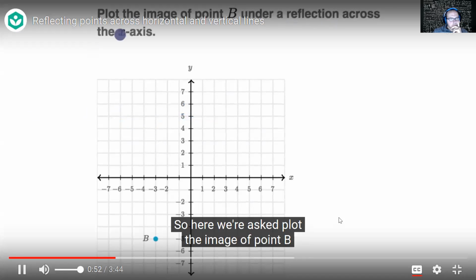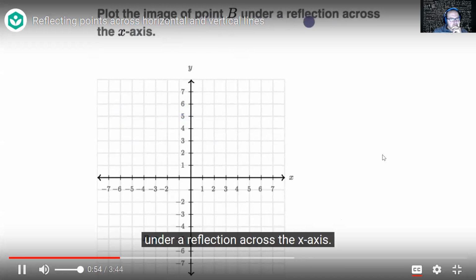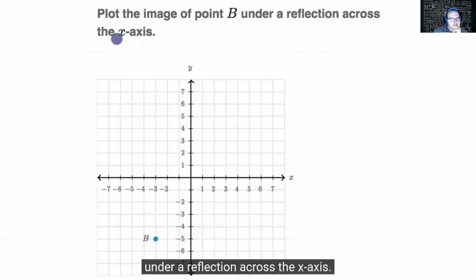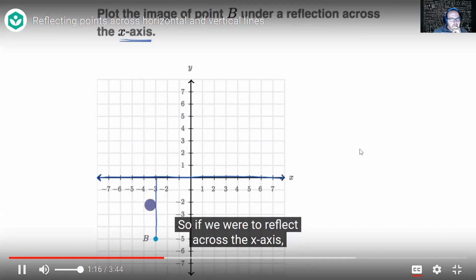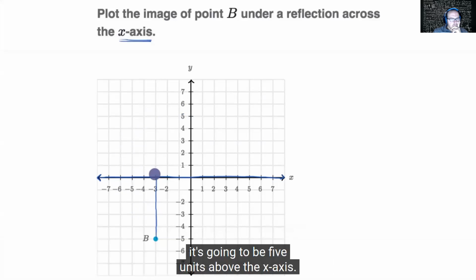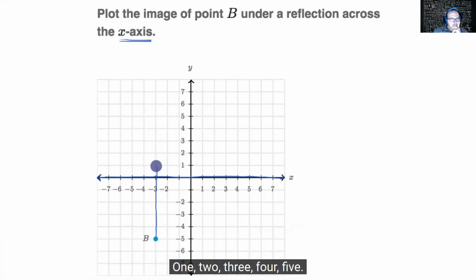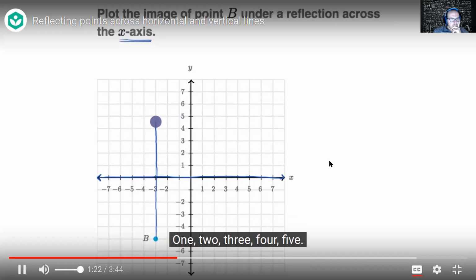So here we're asked, plot the image of point B under reflection across the x-axis. All right, so this is point B, and we're going to reflect it across the x-axis right over here. To go from B to the x-axis, it's exactly 5 units below the x-axis. 1, 2, 3, 4, 5. So if we were to reflect across the x-axis, the image is going to be 5 units above the x-axis. 1, 2, 3, 4, 5.